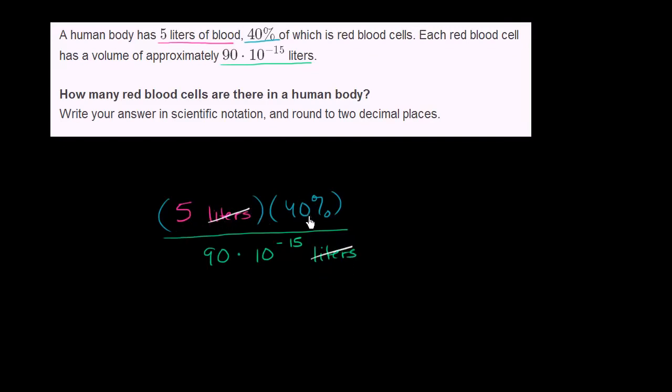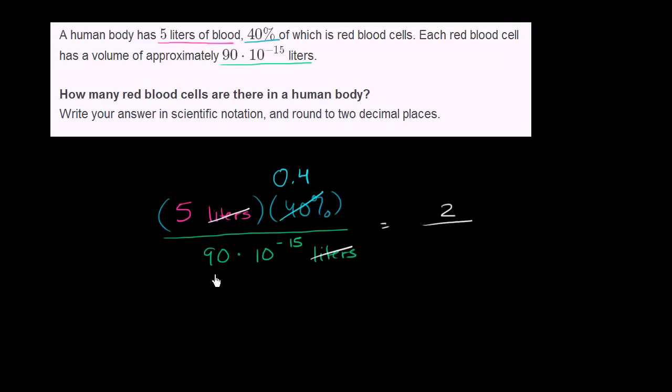So 5 times 40%. Well, 40% is the same thing as 0.4. So let me write that down. This is the same thing as 0.4. 5 times 0.4 is 2. So our numerator simplifies to 2.